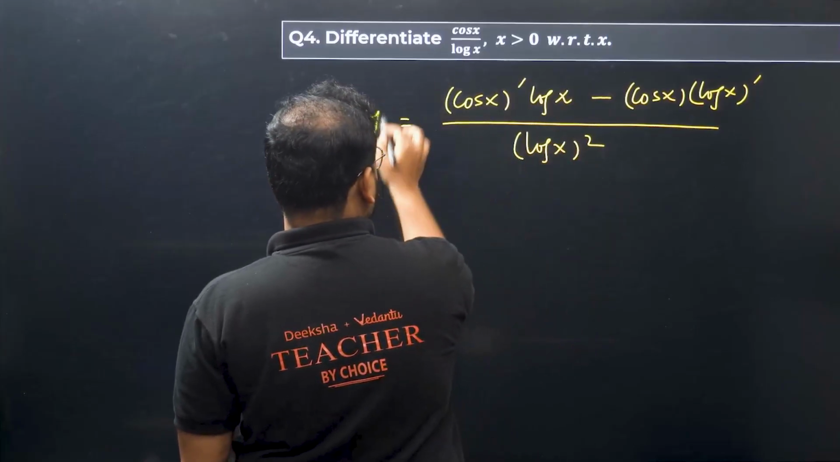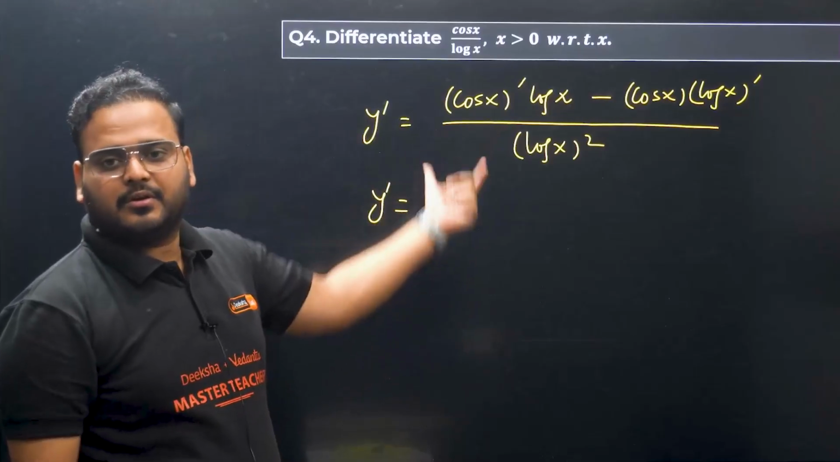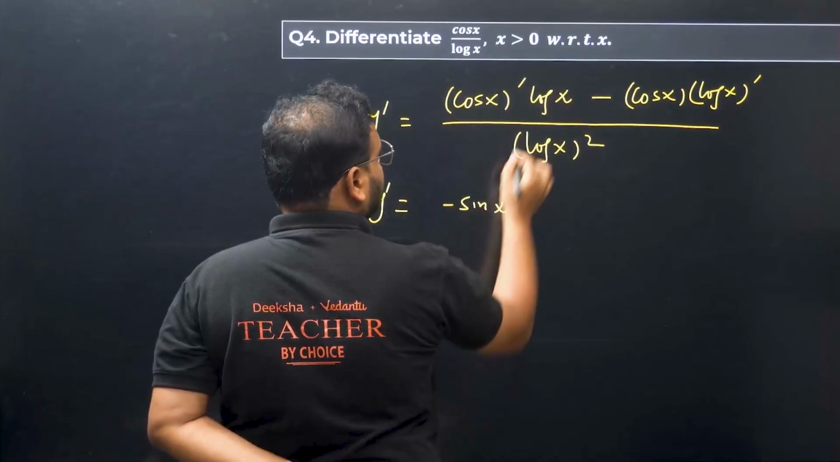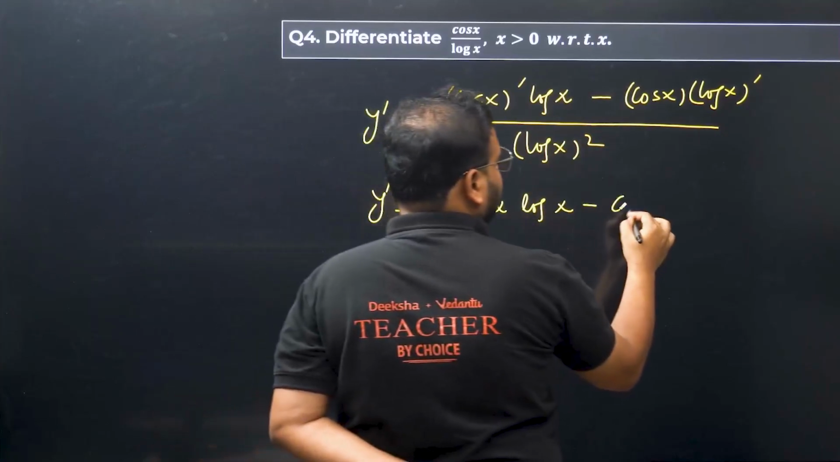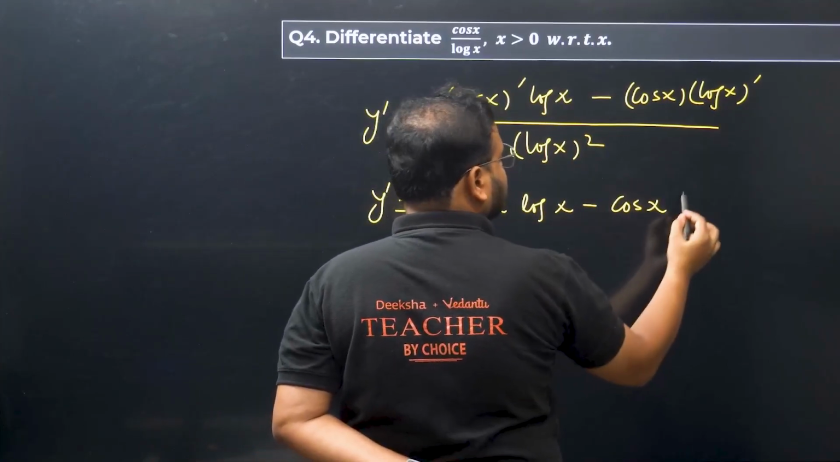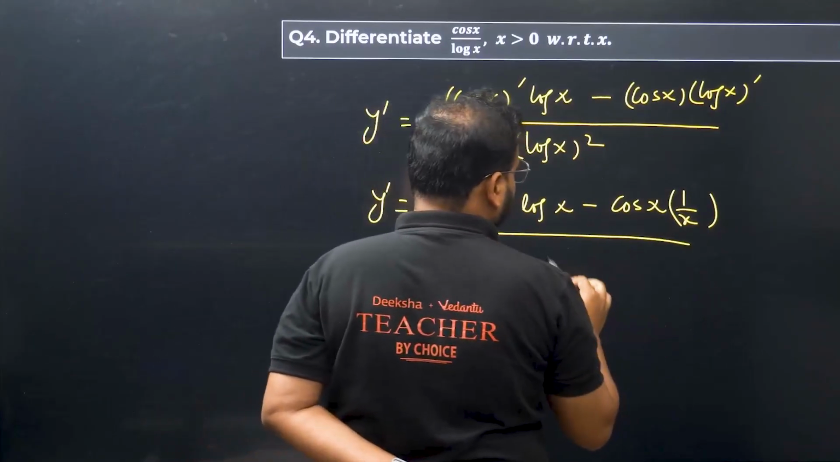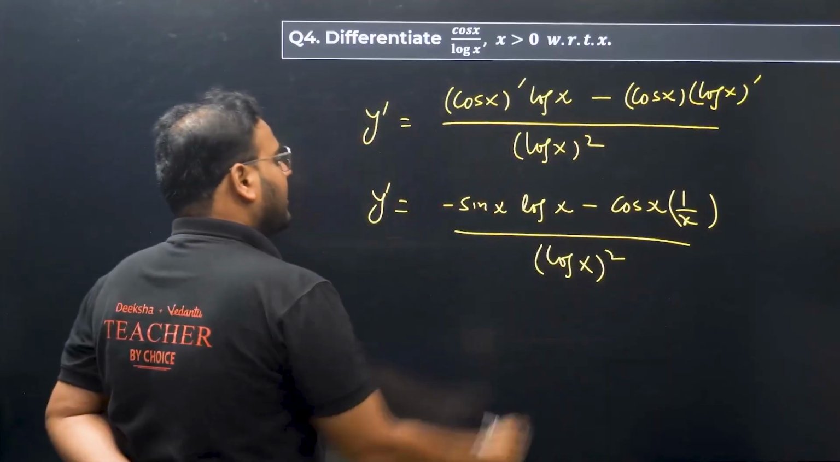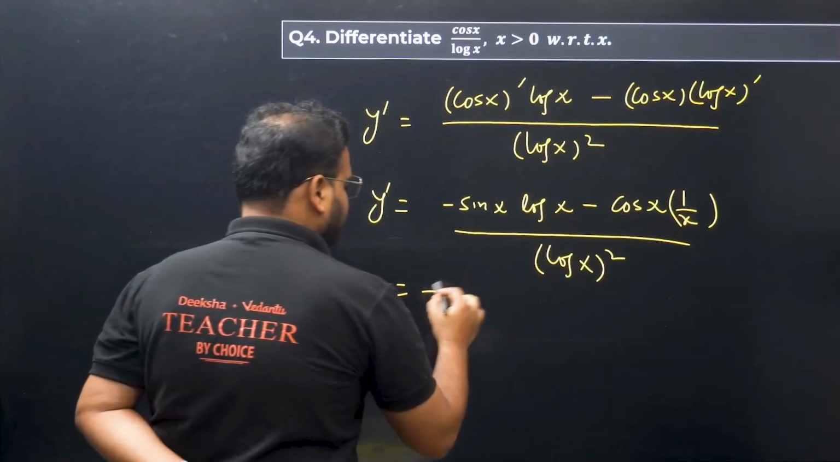This is my y dash. That's my y dash. This is the formula I've written over here. Now I'm going to solve it. Derivative of cos x is minus sin x. This will become as it is, so log x. For this we'll have minus cos x as it is. Derivative of log x is 1 by x. And over here we have log x of whole square. Take minus sign common. Okay, and take LCM also over here.